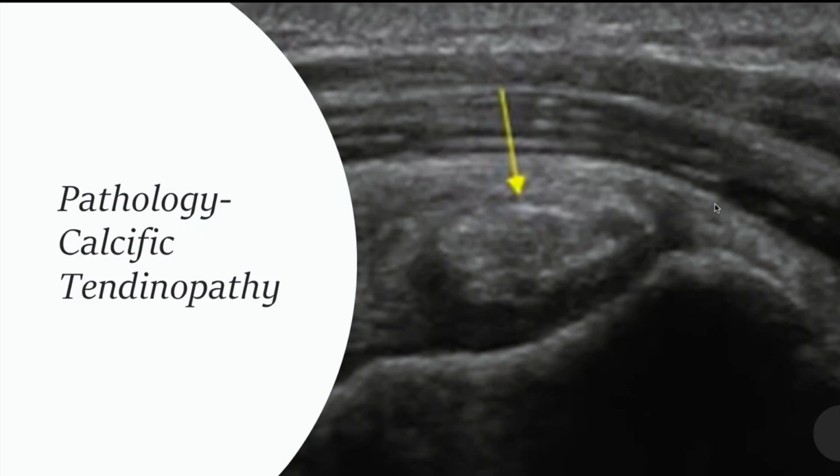Next slide. The next pathology that you could potentially identify is calcific tendinopathy. This is a common finding and a common cause of shoulder pain. You can see calcium hydroxyapatite deposition into the rotator cuff, usually the supraspinatus. This will lead to a hyperechoic mass.